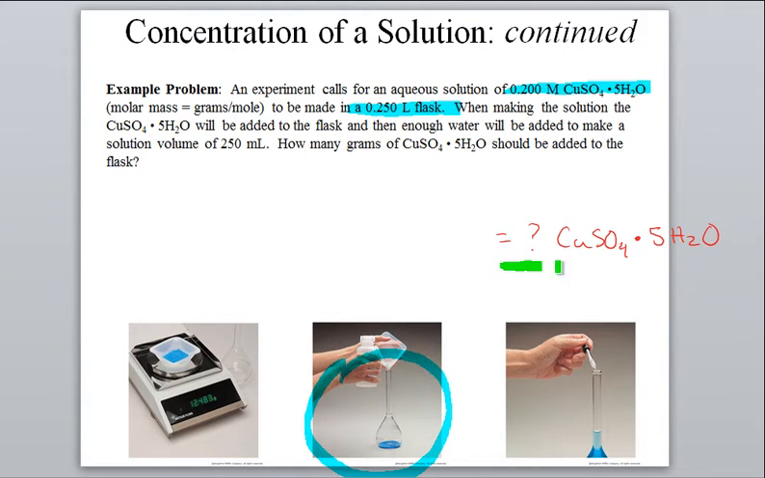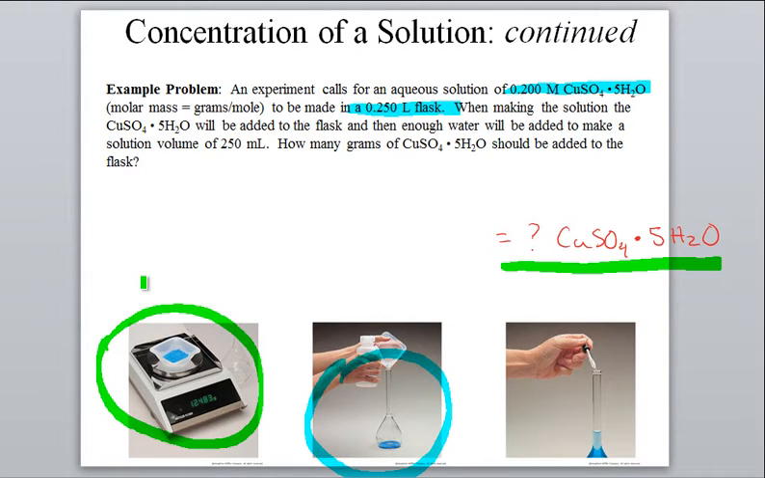So how much could be a little relative, but in the laboratory, what unit should we go to? What would we have in our typical laboratory? We have balances that can give us grams. So we're going to figure out how many grams of copper sulfate salt we need to add to make that particular concentration in that volume.